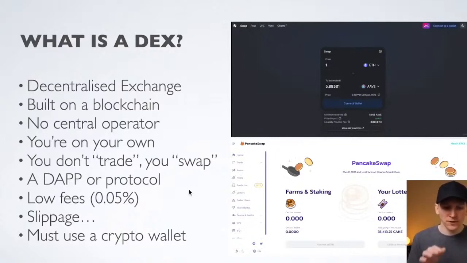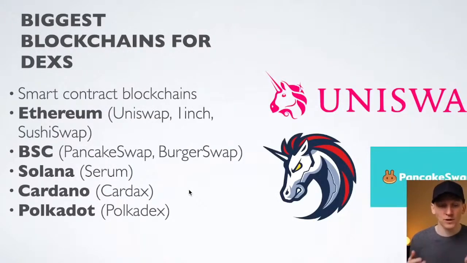Swapping is super different to trading. I'll get onto that in a second, but essentially when you swap, you're just using the blockchain and the decentralized exchange to go into an existing pool of assets and use your currencies to swap for the currencies inside the pool. Very different from a centralized trading exchange where the exchange actually just matches buyer and seller directly and you trade together. What are the biggest DEXs though and the biggest blockchains for DEXs?